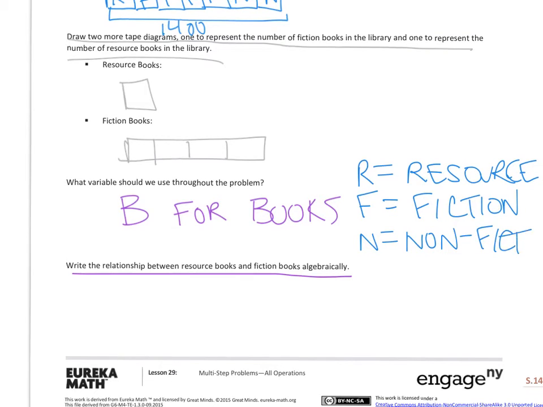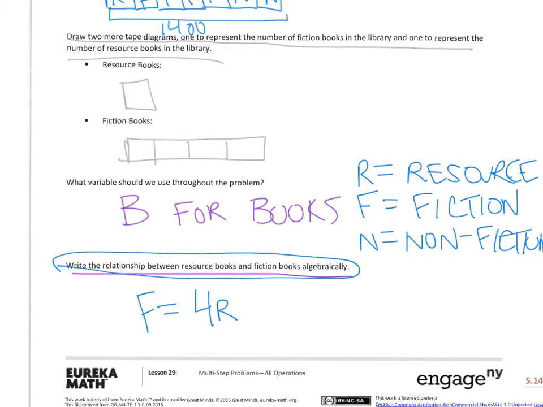So in this problem, we have some F and some R. So we know that for every 1 R, there's 4 F. So fiction would equal 4R, because for every 1 resource, there's 4 fiction. So that's how we would demonstrate that relationship algebraically. F equals 4 times R.